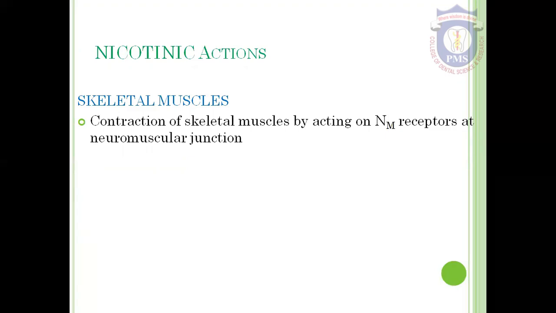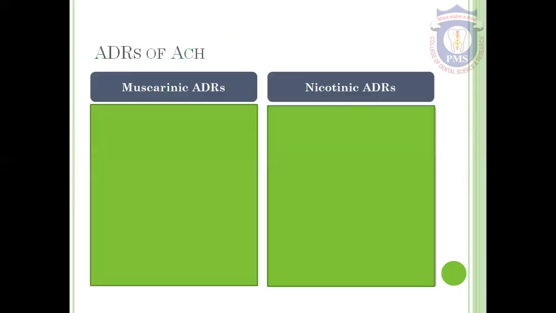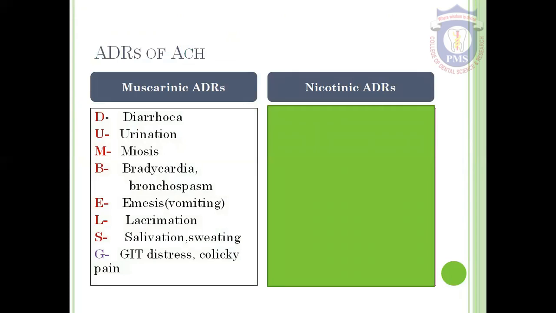Then about the nicotinic actions, there are two types of nicotinic receptors, NM receptors and NN receptors. On skeletal muscle, acetylcholine will cause contraction of skeletal muscle by acting on NM receptors present at the neuromuscular junctions.